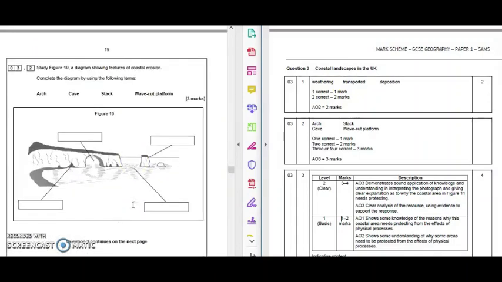Question 3.2. Study the figure, which is a diagram showing features of coastal erosion. Complete the diagram using the following terms. So, the first one, this one here, would be a cave. Then you've got the arch. This one here is the stack. And then this one's a little bit tricky because the wave cut platform here will be the piece of the cliff that is submerged underwater, that is joining the headland to the stack here. So wave cut platform would be this one here.